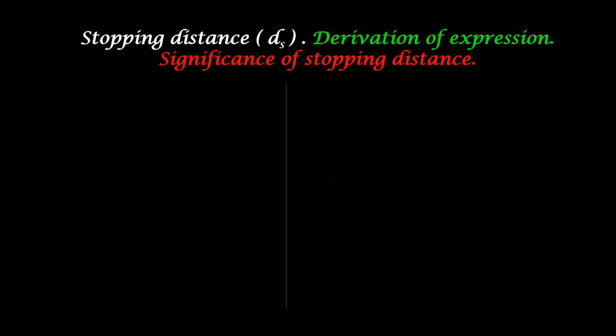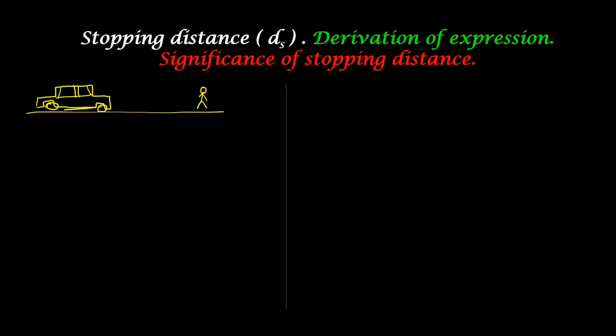Now we will pass on to the next topic, stopping distance ds, and derivation of the expression for calculating ds and the significance of stopping distance. A person is driving a car and he immediately sees somebody crossing the road. He immediately applies brake and stops the car. But before the car stops, the car travels for some distance, and that distance is called stopping distance.